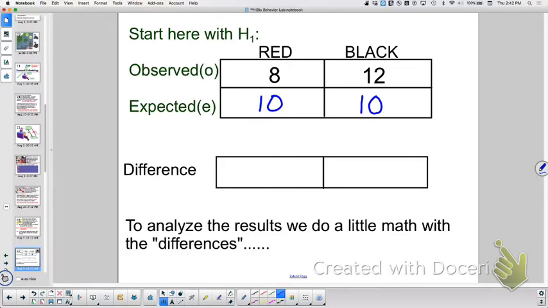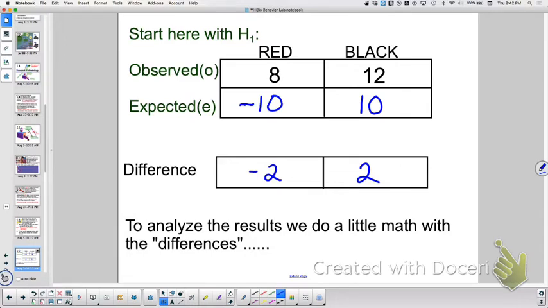So I need to take the difference between what I expected and what I observed. So 8 minus 10 is how many? -2. And 12 minus 10 is 2. Now I have to tell you, because you only had 2 options, if it wasn't red, it would have to be black. But if there were 3 options, you could have red, black, and pink, right? Then you could get some different numbers. But now it's just either or, yes?